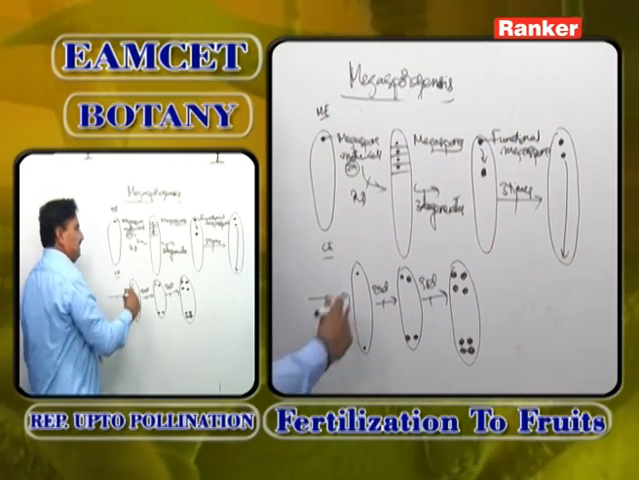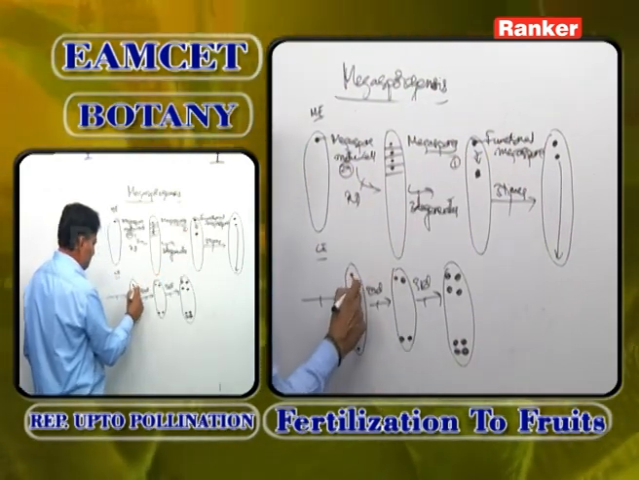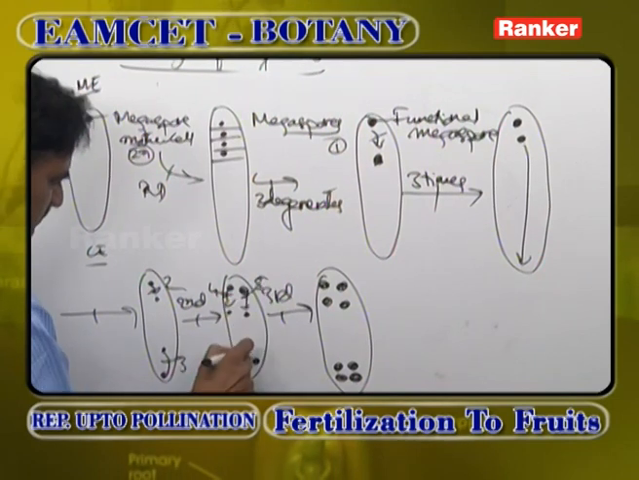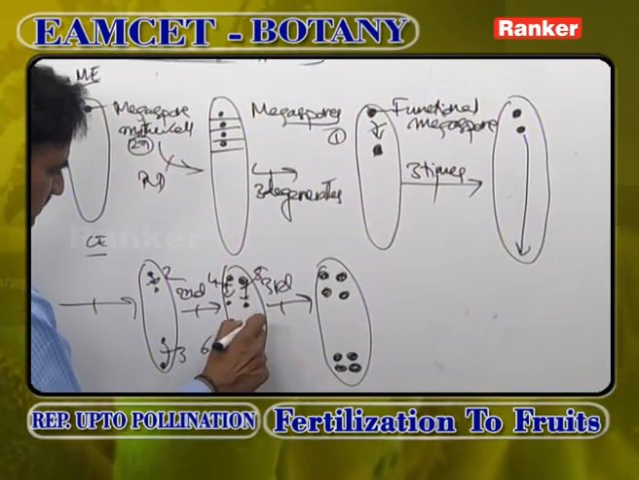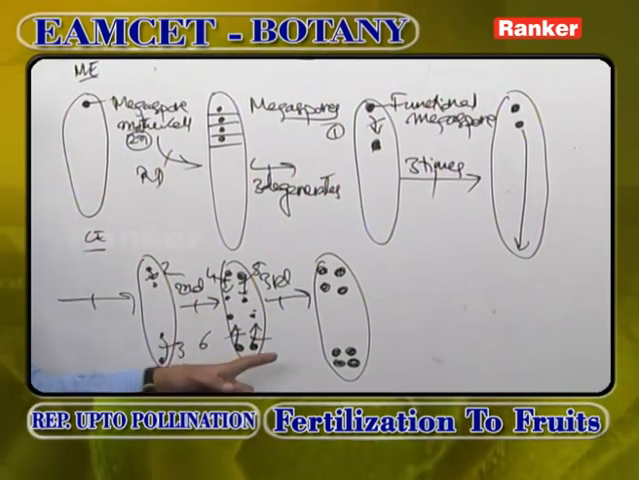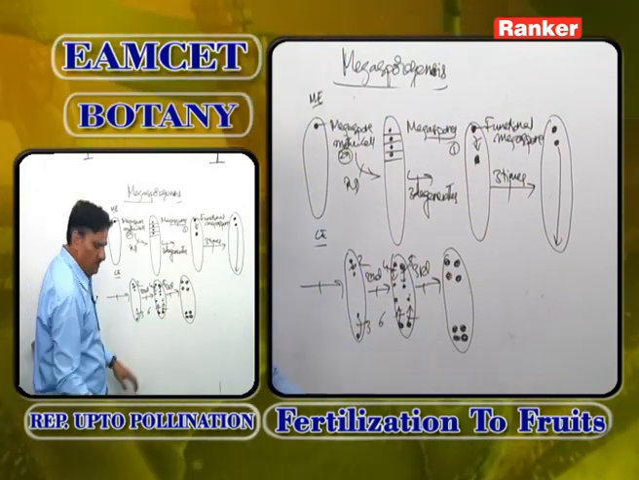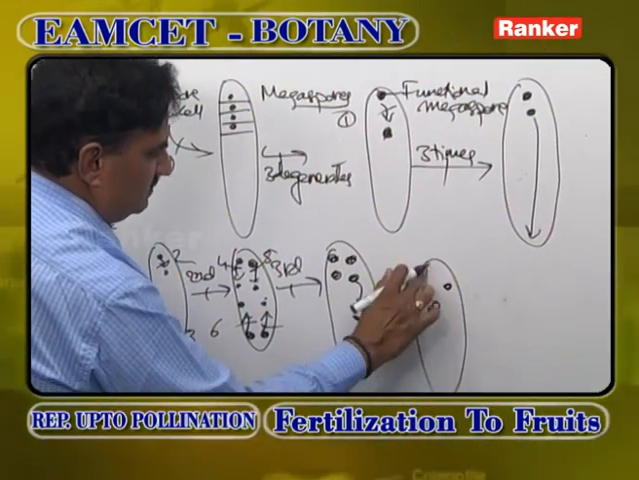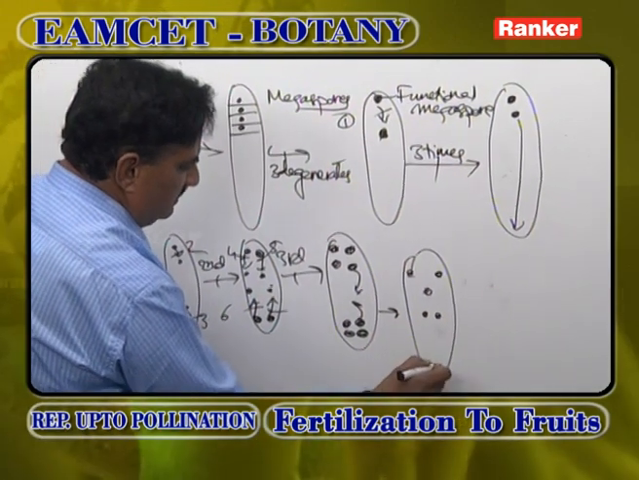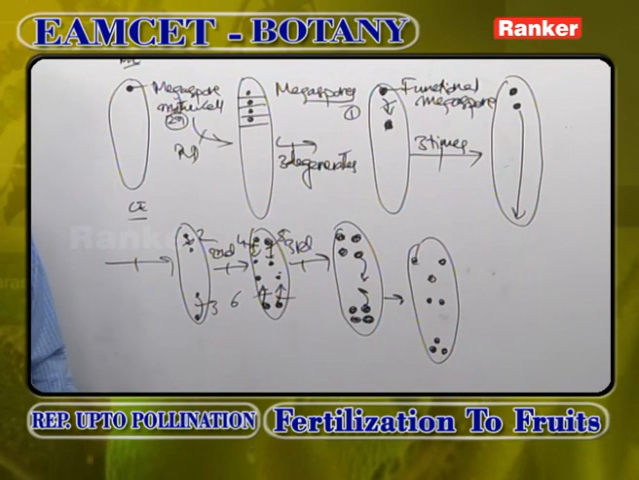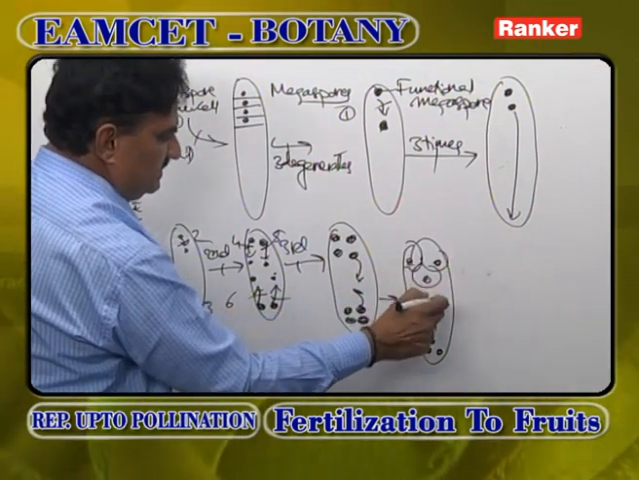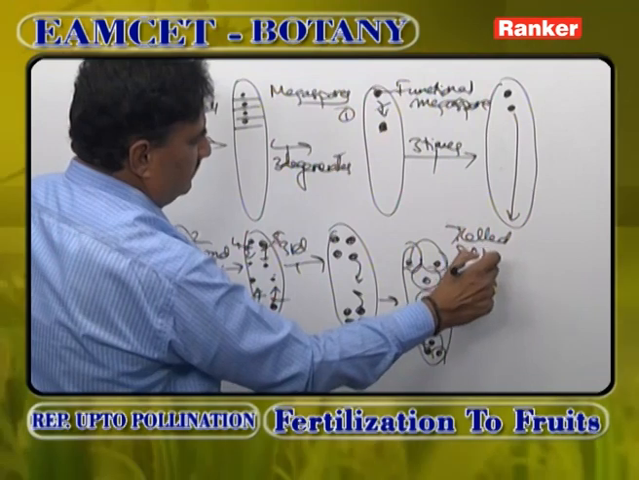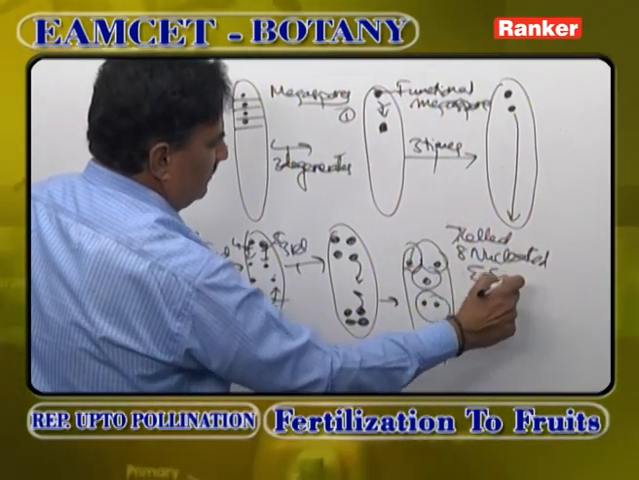Now, how many mitotic divisions take place? 1, 2, 3, 4, 5, 6 and 7 times mitotic divisions take place. 3 rounds of mitotic division, 7 mitotic divisions in total. The upper are called upper 4 polar nuclei, the lower are called lower 4 polar nuclei. In this, one comes to the center and ultimately the arrangement will be 3 plus 2 plus 3. Till now, free nuclear divisions take place without any cytoplasmic division. Now, cytoplasmic division takes place and cells are formed. This forms a 7-celled, 8-nucleated embryo sac or female gametophyte.